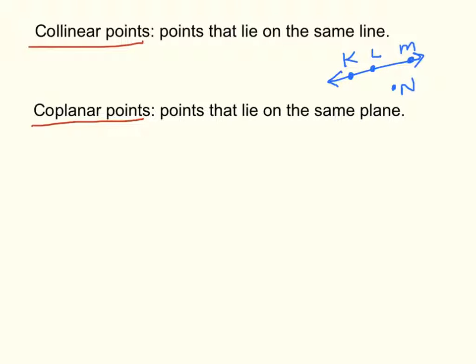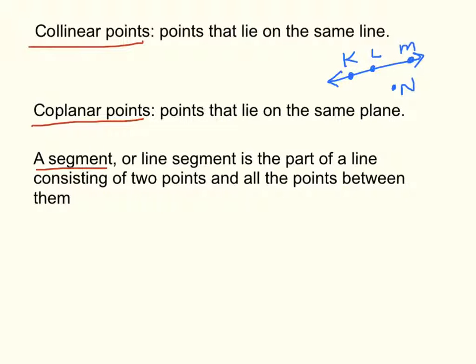Why can we not say K, L, and M? Because they're all on the same line. Coplanar means that they're on the same plane, which means if you're on a plane, you cannot be on the same line. So you can pick any 3 points that are not on a line, and that makes a plane. And that's what you would call coplanar points.